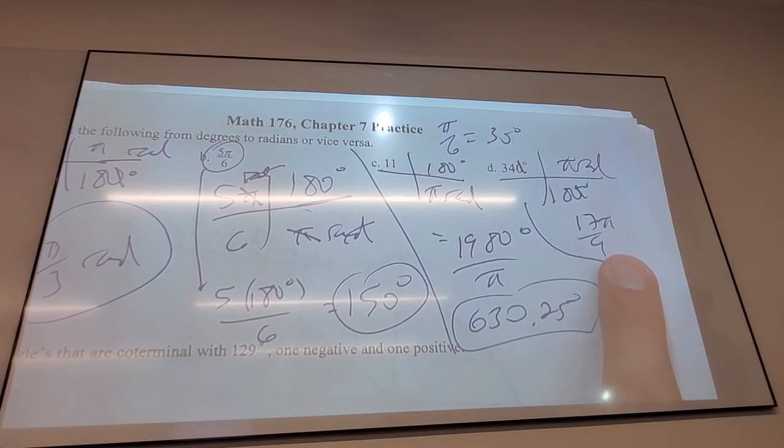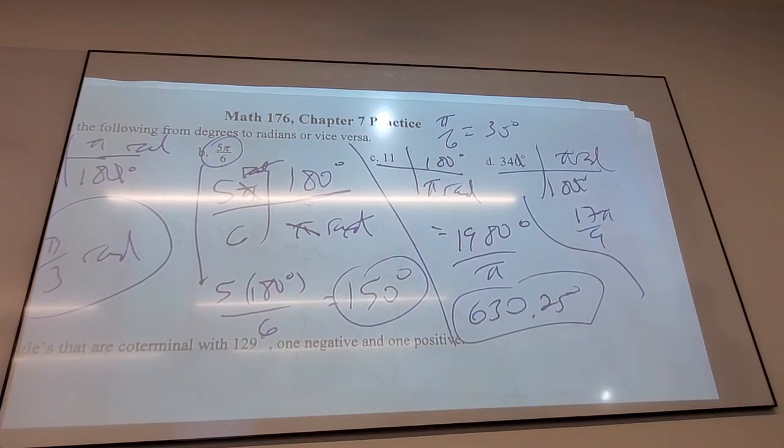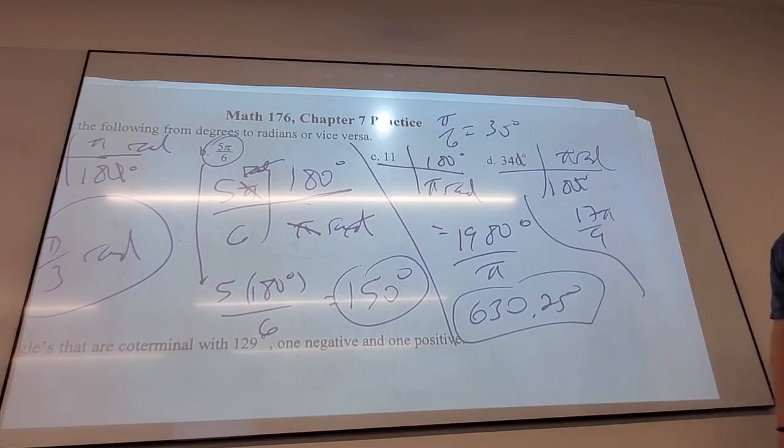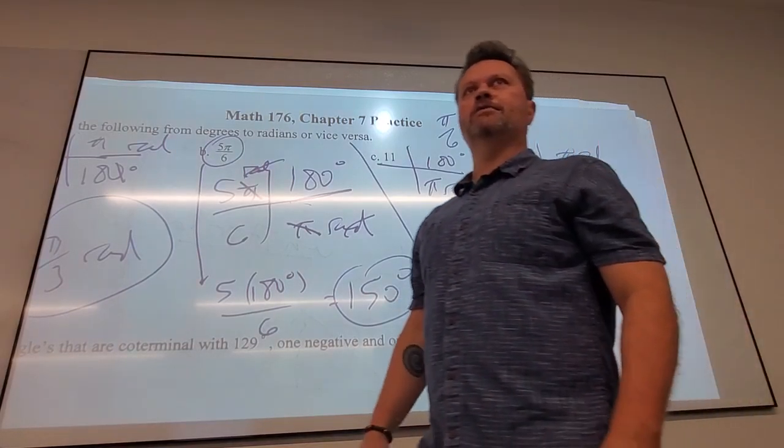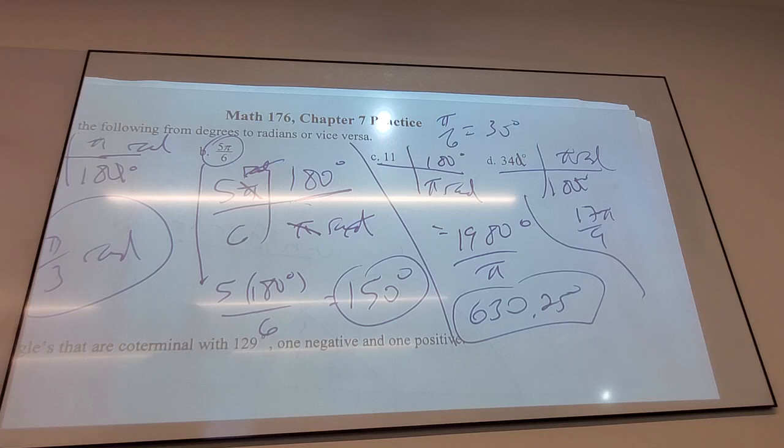Can somebody tell me if this is more or less than 2 full rotations? Look at it, 17 pi over 9. This problem is not the best example of this, but what's a full 2 pi? What divided by 9 would be a full 2 pi? 18. So isn't this a little short? And of course you already know it's less because 340 is a little short of 360, but still.